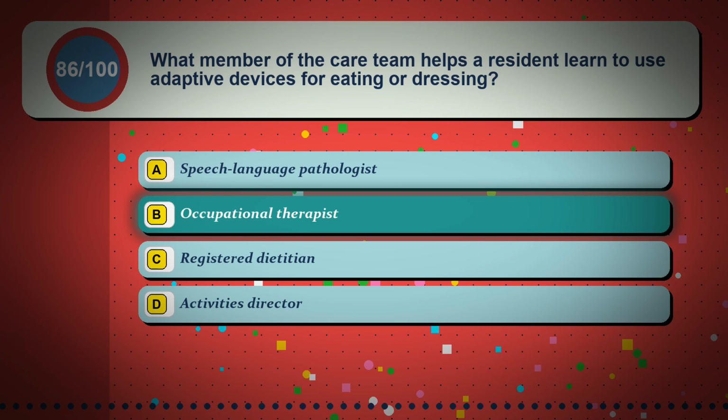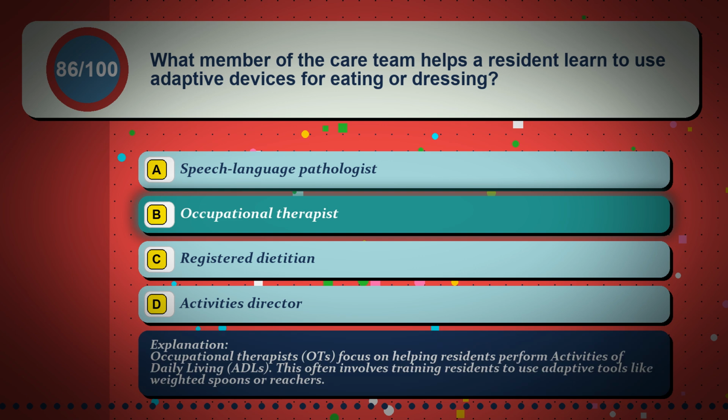The correct answer is option B. Occupational therapist. Occupational therapists, OTs, focus on helping residents perform activities of daily living, ADLs. This often involves training residents to use adaptive tools like weighted spoons or reachers.